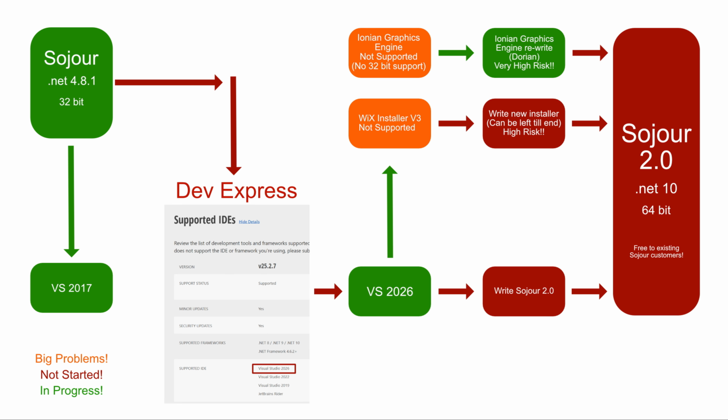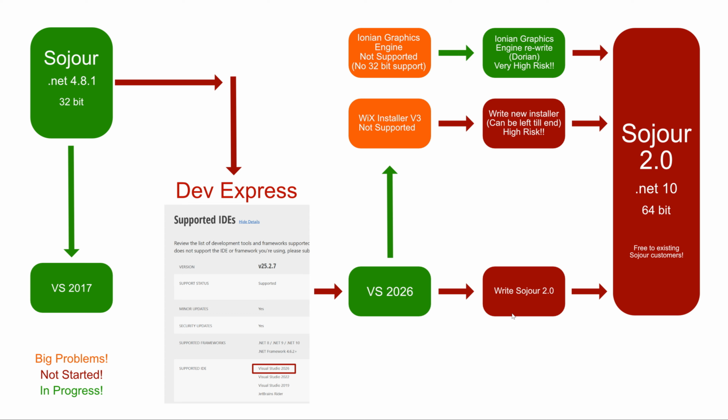So that is happening, because I want Sojour 2 to have the latest and greatest UI features that we can possibly get our hands on. And after extensive research, DevExpress was the way to go. And it provides me with many technological options as well. So I buy DevExpress, and at that point, I'm actually going to be writing Sojour 2 itself.